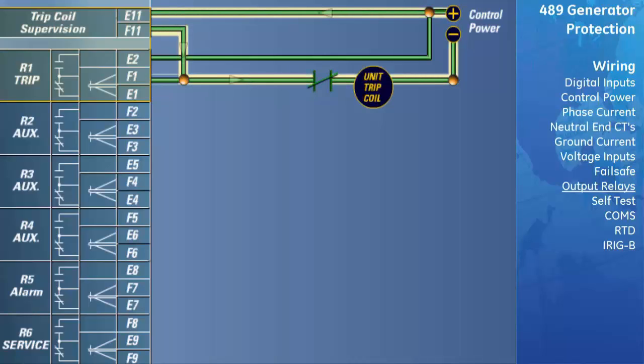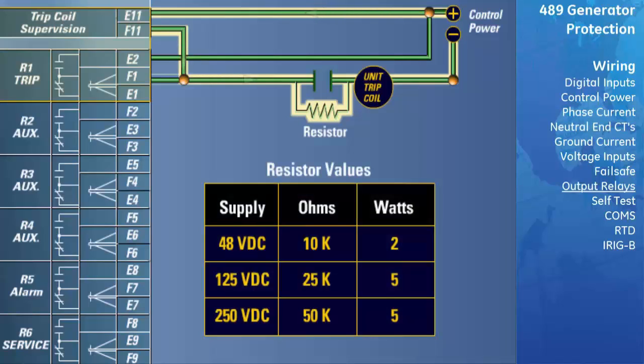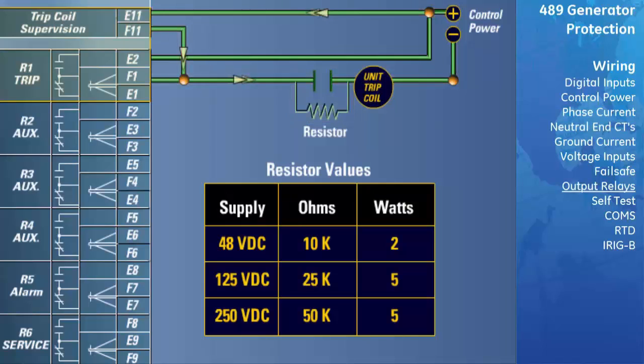If trip coil supervision is enabled and the 52 open-close option is selected for the breaker status input, the trip coil supervision circuitry will monitor the trip coil circuit for continuity at all times, regardless of breaker state. This requires the installation of a resistor as shown to create an alternate path around the 52A contacts in series with the trip coil when the breaker is open. The chart shown gives suggested values for the resistors depending on the control voltage used.